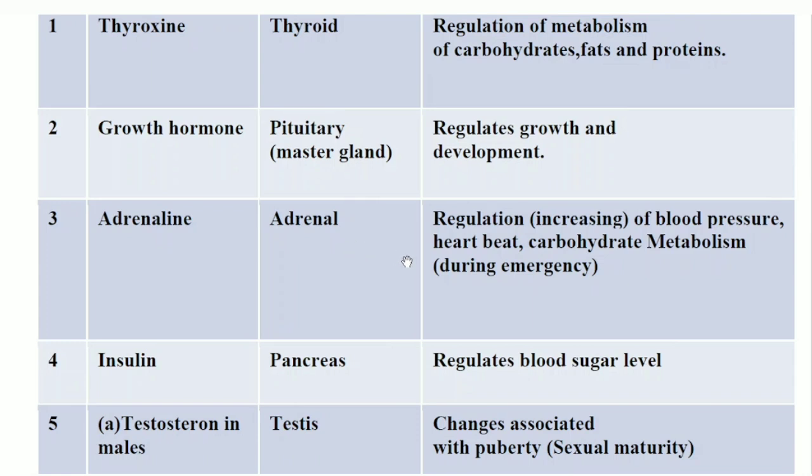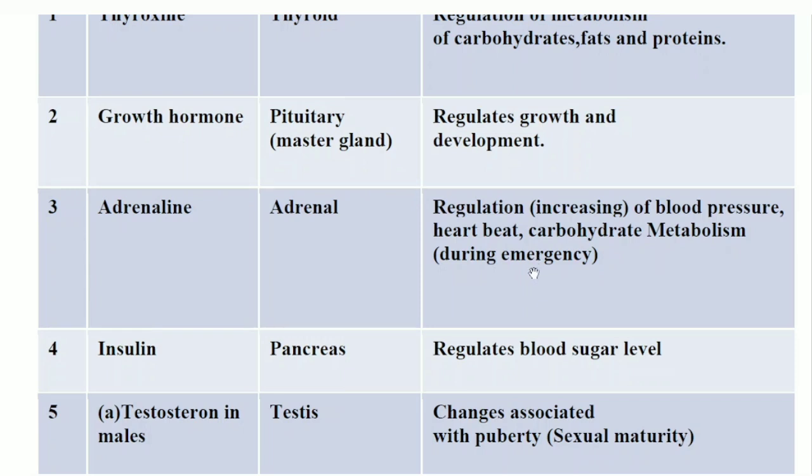Next one is adrenaline hormone. It is secreted from the adrenal gland. Its function is regulation of blood pressure, that means increasing blood pressure, heartbeat and carbohydrate metabolism during an emergency. For example, if a tiger comes in front of you, what will you do? You will start to run. Who gives the message to your brain? Adrenaline hormone will give the message to your brain at that time. So we call adrenaline the emergency hormone, because in an emergency it will be very active.